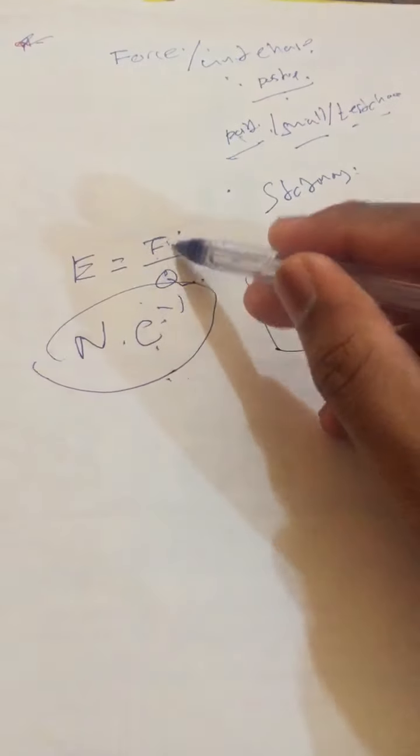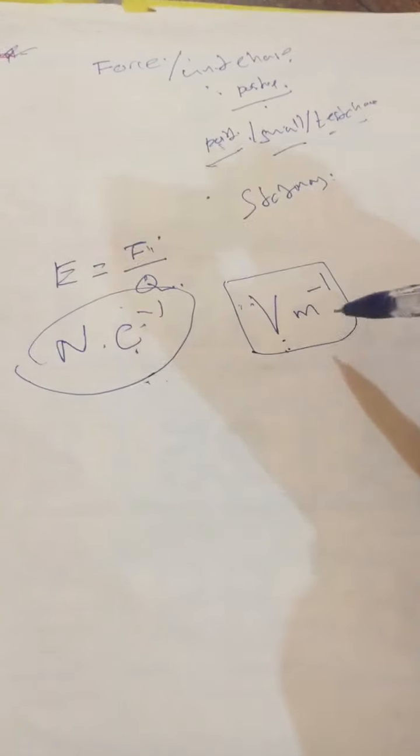One is Newton per Coulomb from here, and there's also another unit for electric field strength, that is volt per meter.